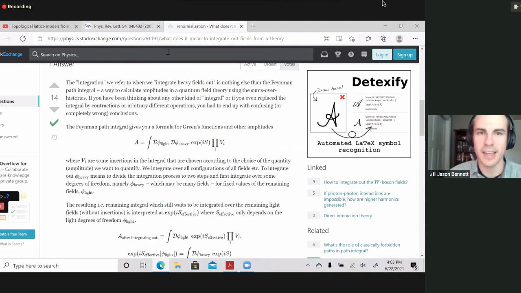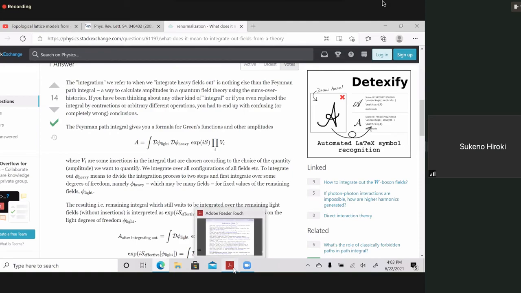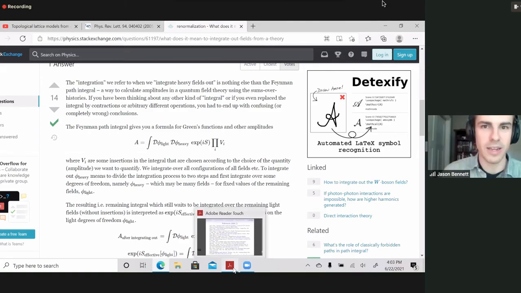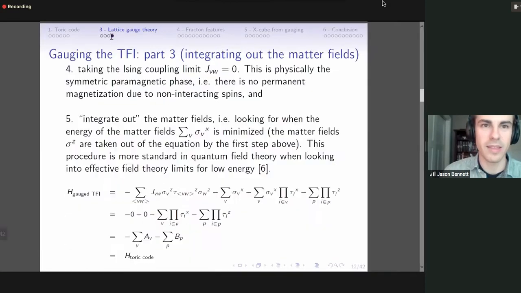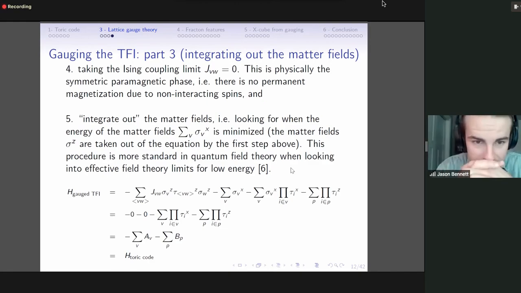Yes, you're taking a heavy degree of freedom versus a light degree of freedom and making an effective field theory when you're only talking about one degree of freedom. But I agree, I struggle myself connecting that with this lattice formulation, especially Hamiltonian gauge theory. So I don't know what's going on here.